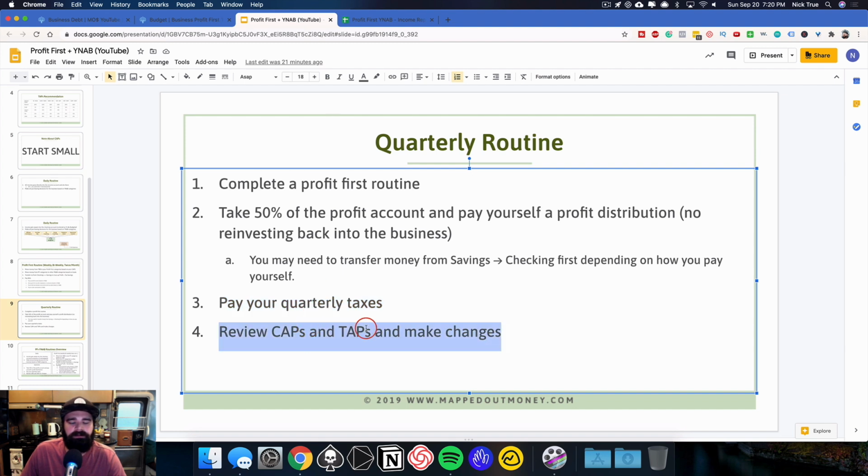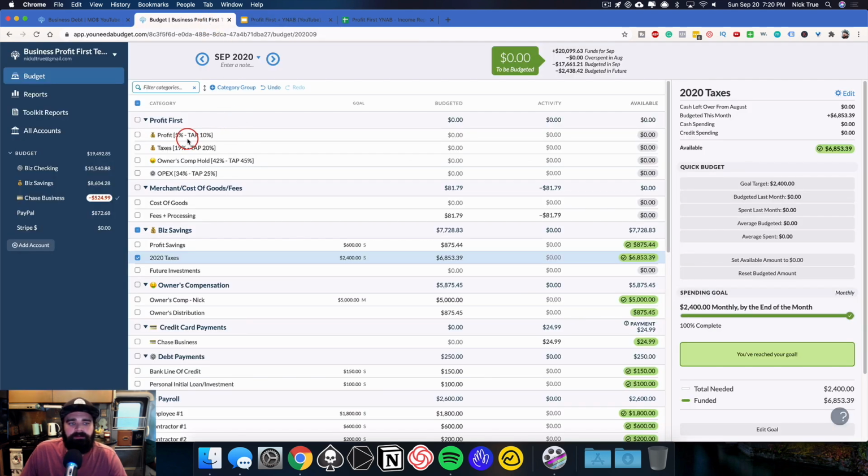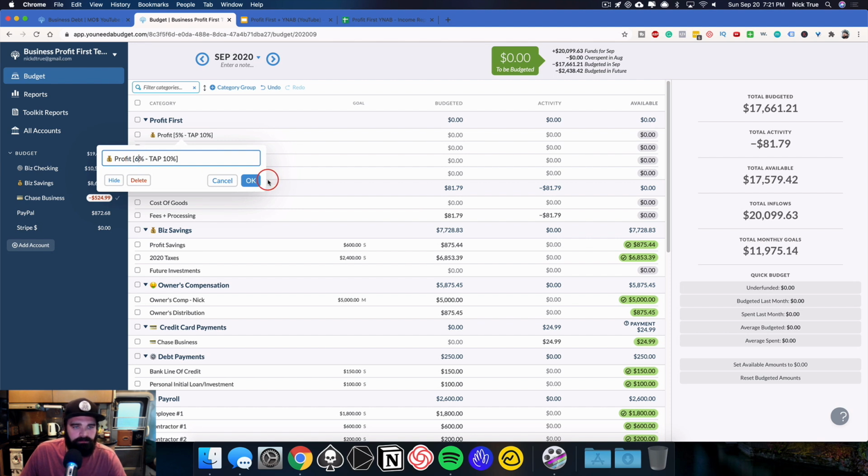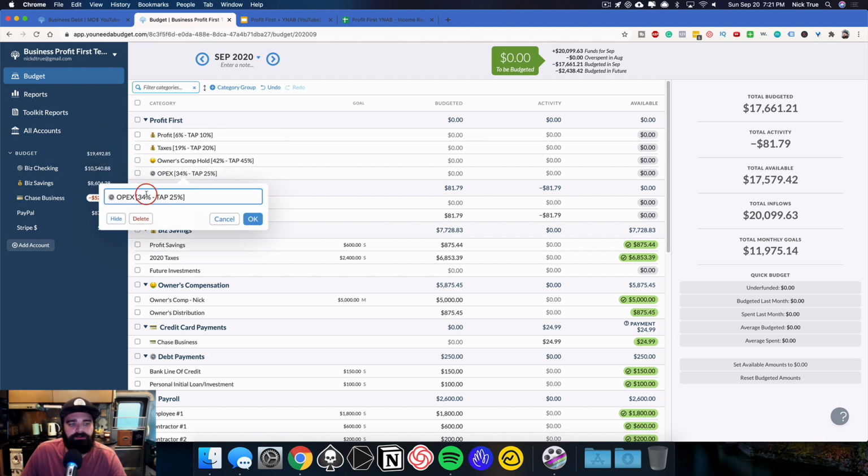Then lastly, there's a good opportunity to review your percentages and see, can we make any changes? How is the business going? My cap for profit is 5% right now, but my target is 10. If the business is going well and revenue seems to be going up and I've cut a few expenses and things are on the up and up, maybe I'm going to take that from 5% to 6%. So I'm going to increase that by 1. And then I'm going to maybe try and decrease my operating by 1.